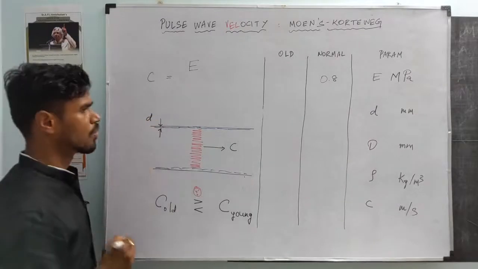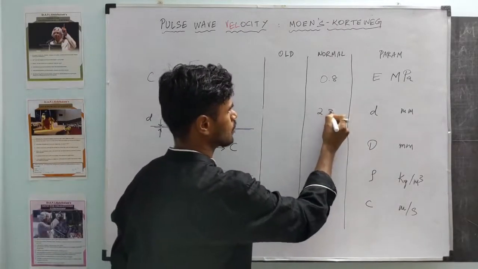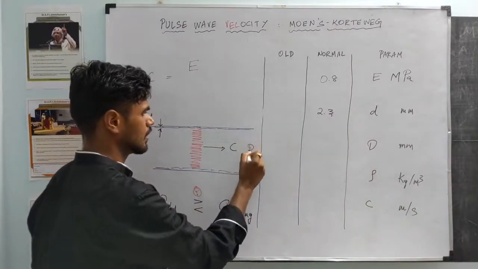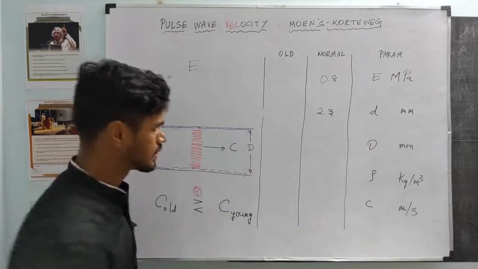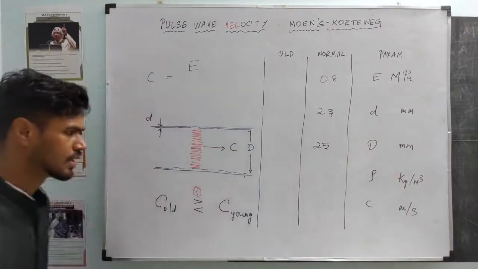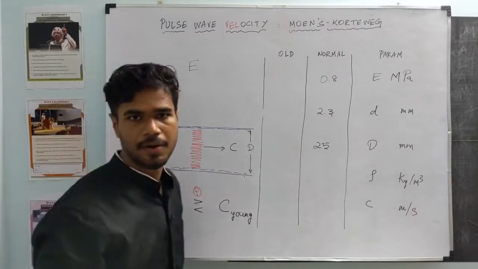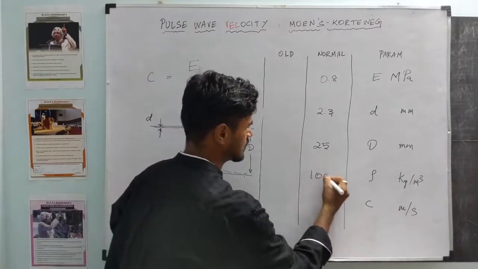So small d is the thickness of blood vessels. For the aorta, let's say it's about 2.3 mm. Capital D is the diameter of the vessel of interest. Again, for an aorta, it's about 25 mm. Guess what rho is? Rho is the density of blood, and it's about 1050 kilograms per meter cubed. I'm going to use 1000.